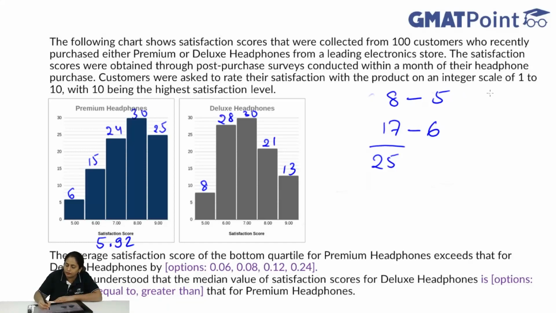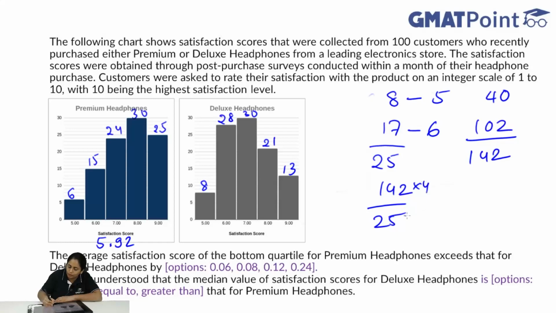So this is 8 into 5, so that total is 40, and 17 into 6. I am multiplying because that is the number of times it is occurring. The 6 score is appearing 17 times, the 5 score is appearing 8 times. So 5, 8 times is 40. 6, 17 times: 17 into 6 is 102. So this is 102, so the total is 142. 142 divided by 25 multiplied by 4 multiplied by 4. So I get 568 divided by 100. So this is 5.68. So this average score is 5.68.